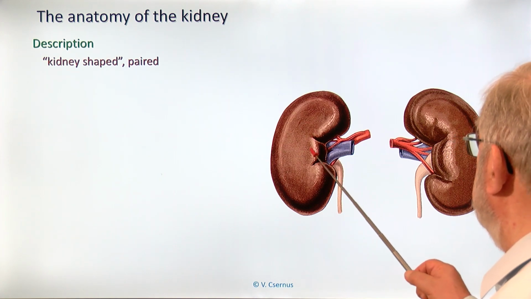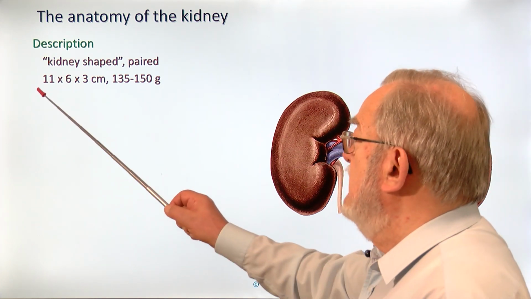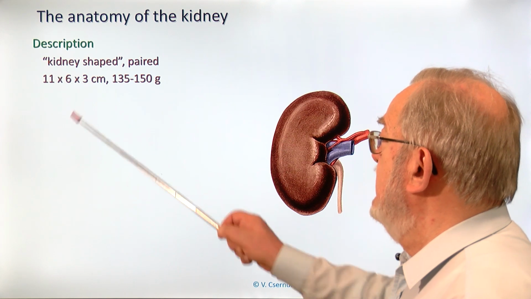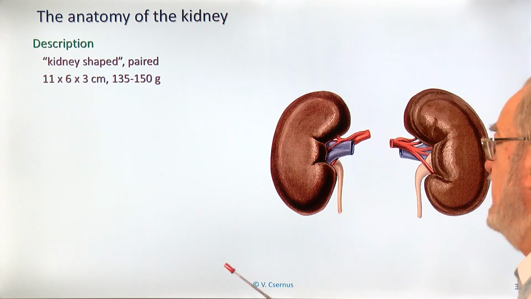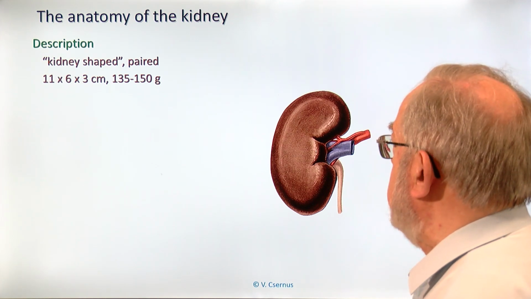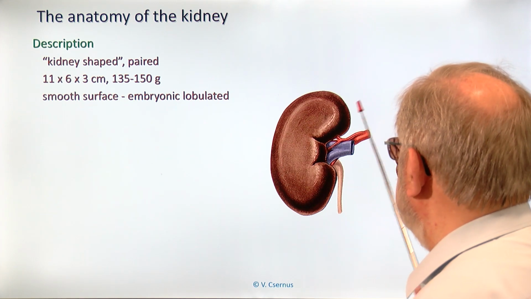In this case, you can see the anterior and the posterior side of the right kidney. This is about 11 centimeters long, 6 centimeters wide, and 3 centimeters thick. This is the average size, and its weight is close to 15 decagrams. The surface of the kidney is smooth.